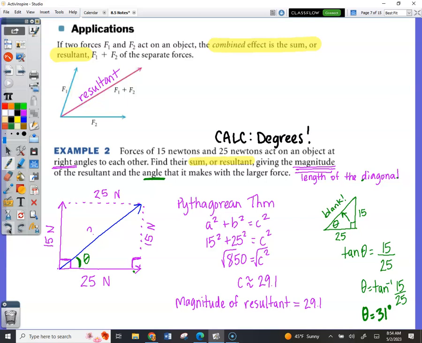Y'all go to the next one. Start it out, draw the picture, then you may want to pull an old formula sheet out.